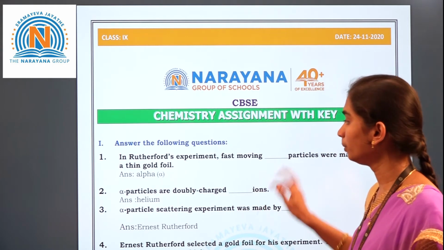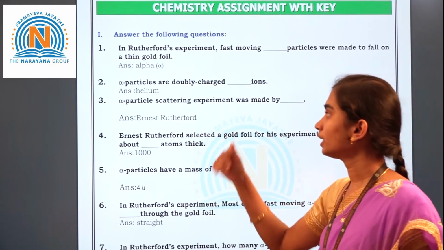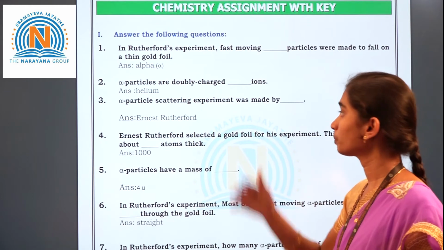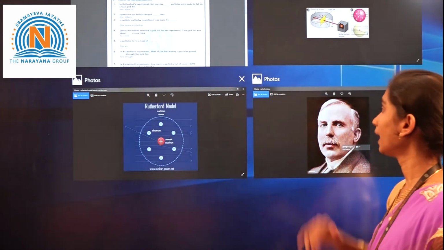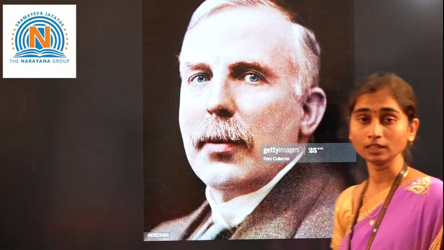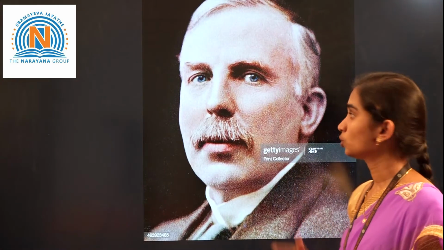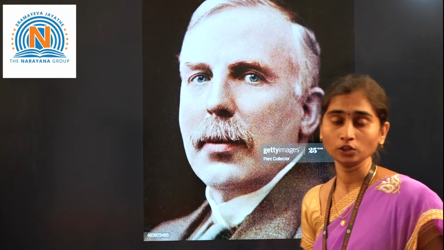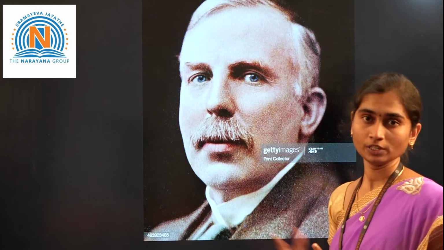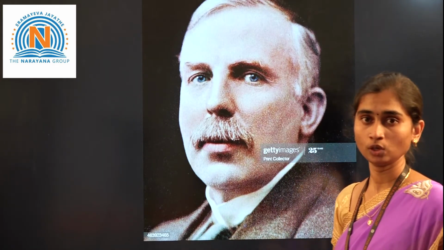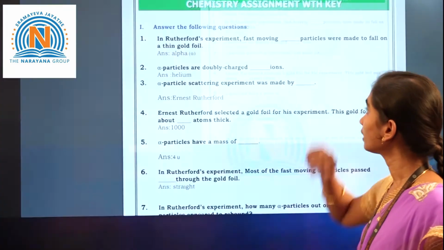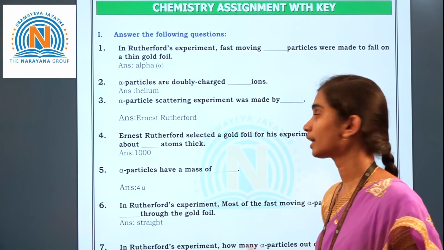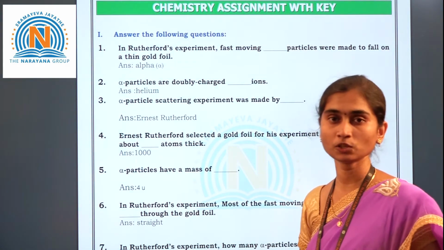And the next question: alpha particle scattering experiment was made by Ernest Rutherford. He is a British New Zealand physicist, Ernest Rutherford, right? So let us see our answer. Alpha particle scattering experiment was made by Ernest Rutherford.